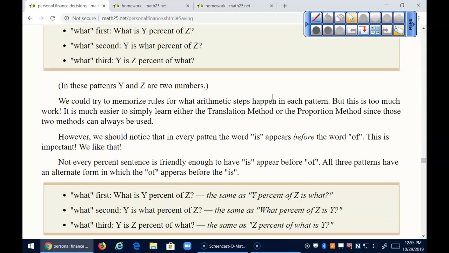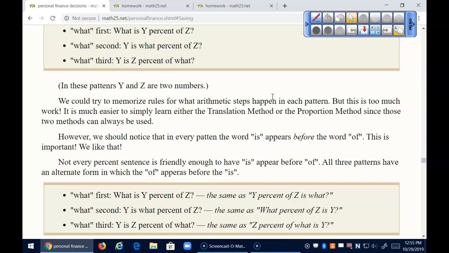Everything we've done so far today about this has had the is come before the of, because that's how most people's brains like this. But we could equally well, the way English works, rearrange them. If I said, what's 50% of 12, that's the same as 50% of 12 is what? It's just that for most people, the second sounds funny. Or if I said, 30 is what percent of 100, that's the same as what percent of 100 is 30. And if I said, 99 is 2% of what? That's the same as 2% of what is 99.